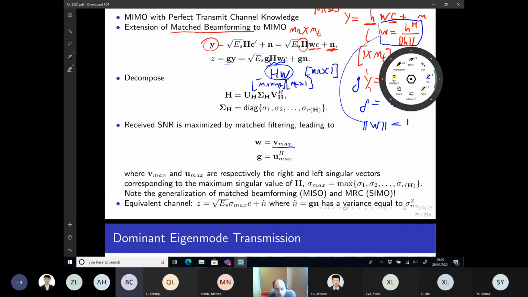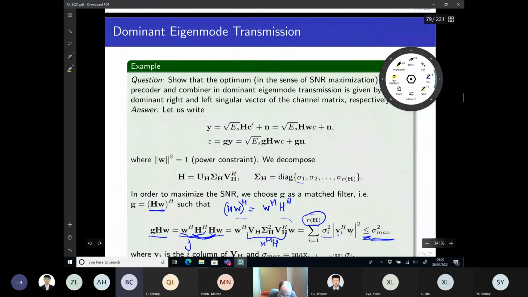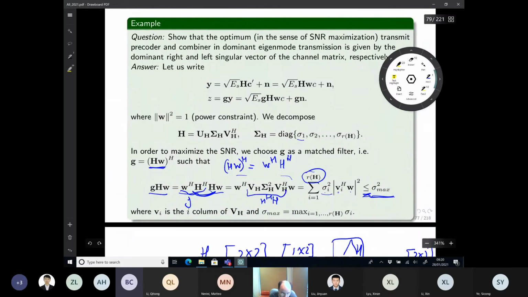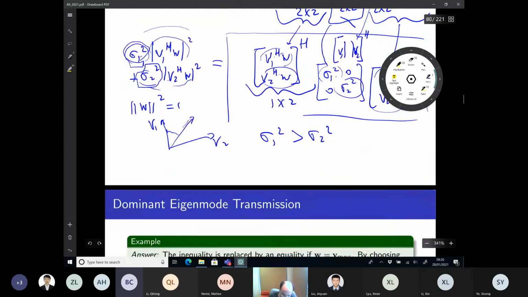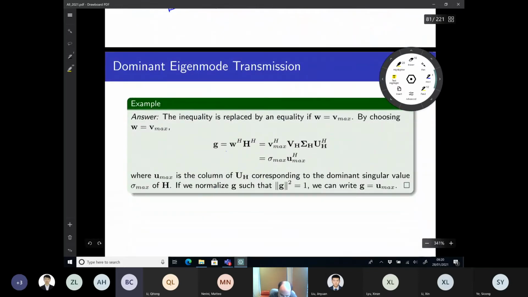Right, so if you do that, what happens to G? Well, then you have this relationship here, and now you know W is equal to the dominant eigenvector of H, or the dominant right singular vector of H, and so you can compute G. So G, what is it? Again, that is W Hermitian, right? And now I know W is equal to Vmax. I can take this singular value decomposition, right? Remember, H will be U_H Sigma_H V_H Hermitian, and I take the Hermitian of this.